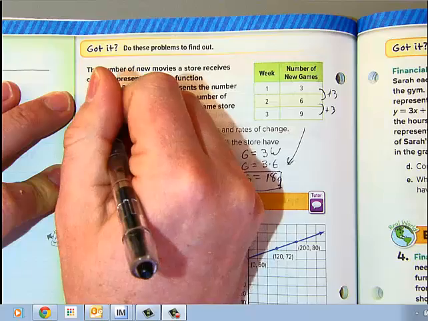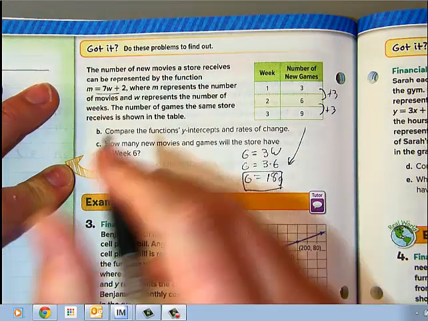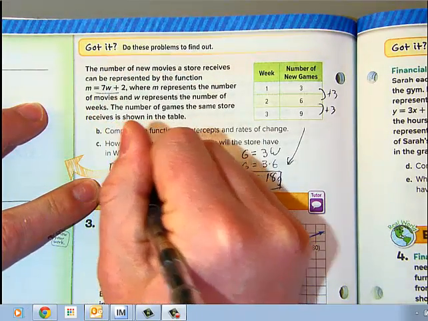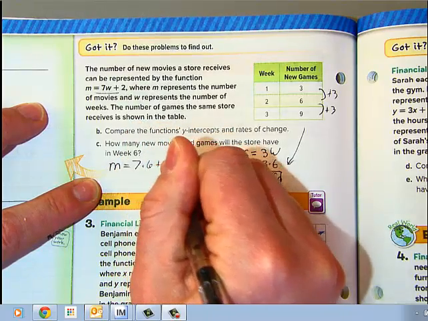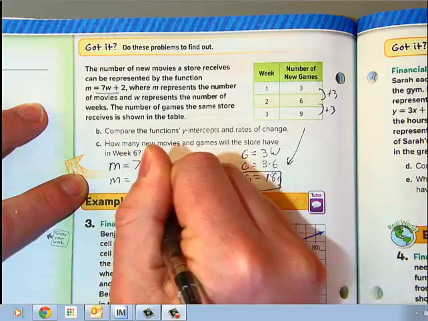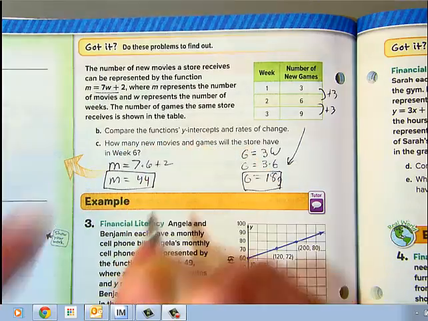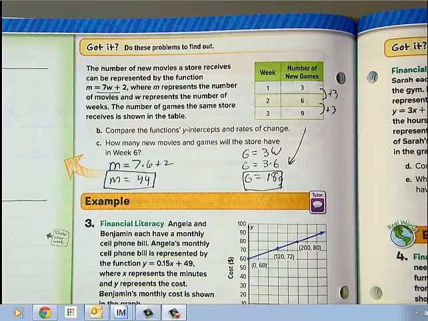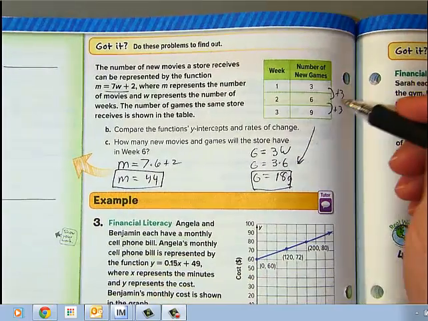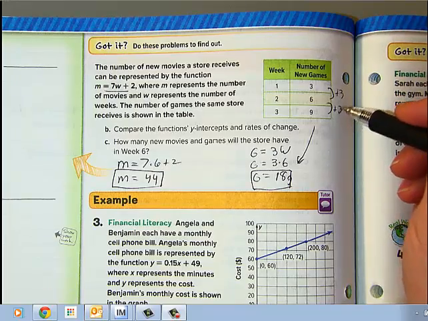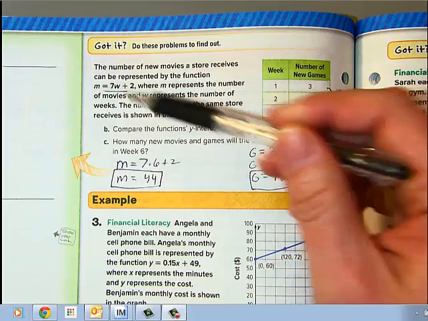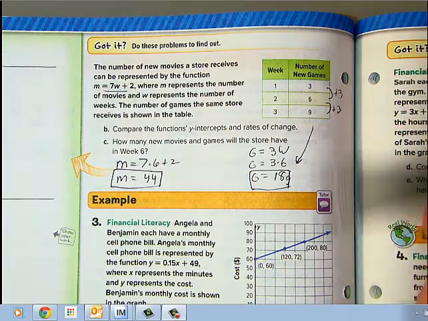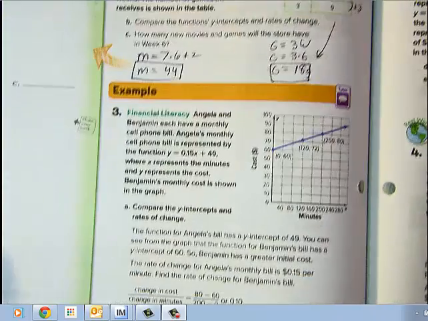Then for the other one, we want to use that formula there. So we have movies equals 7W, where we're using 6 weeks for W, plus 2. So that one will have 44 movies after 6 weeks. So rate of change for this one is +3. Rate of change for this one here is 7 per week for each week. All right, let's look at number 3.